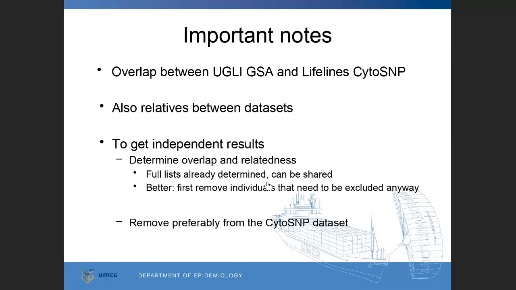Well, we already did that for the complete data set, so full lists are available and can be shared with you. But it might be that you already want to remove individuals from either data set because you don't have phenotypic data on them, for instance, and then it's better to use the scripts on this new subset of data. Then that's most efficient. And as I said, remove your individuals, preferably from the CytoSNP data set.